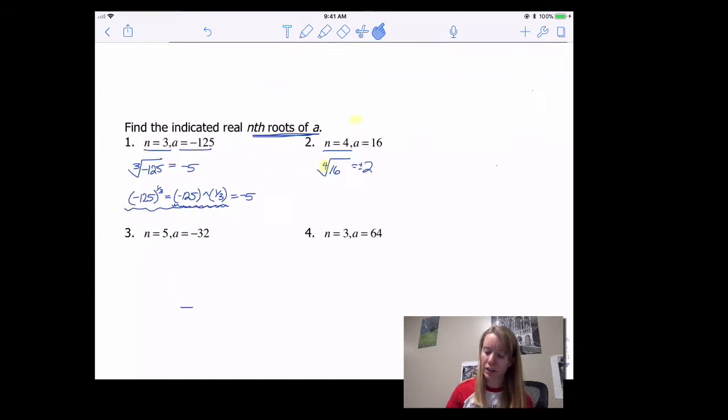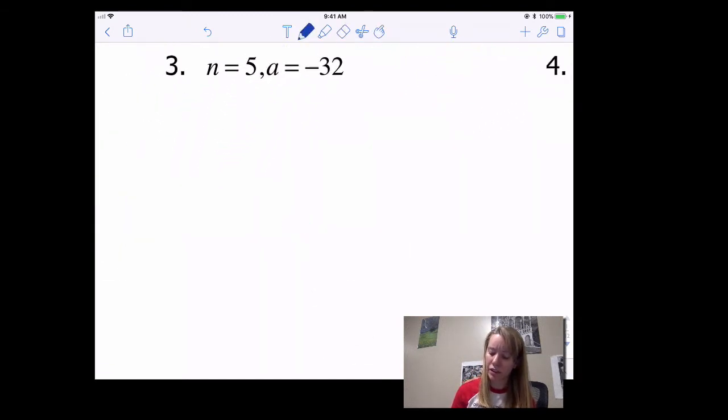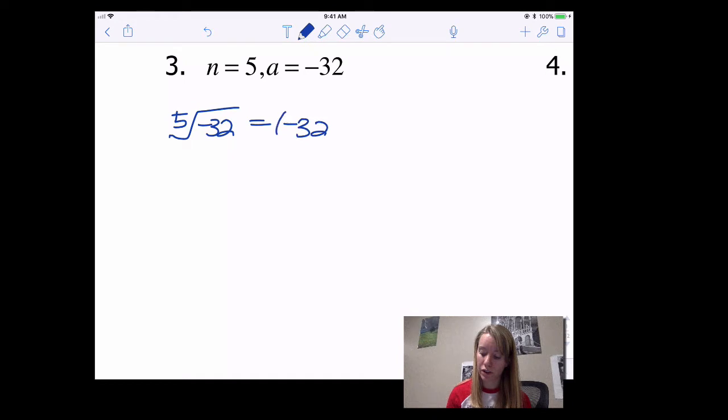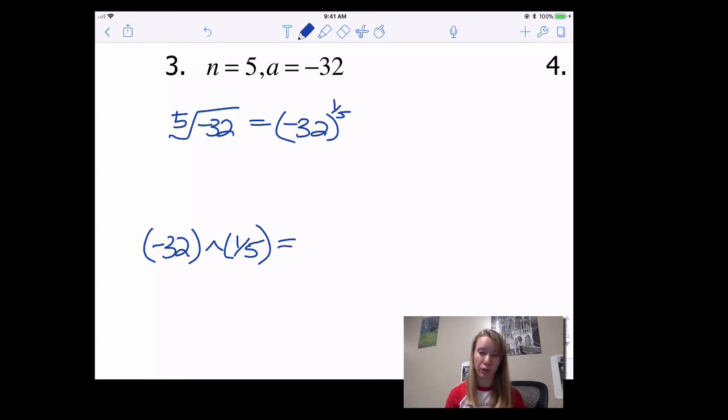Let's try plugging this one straight into our calculator. I have the 5th root of negative 32, and if I plug that in, I can also say that this is negative 32 to the 1/5, or in my calculator, negative 32 in parentheses, caret, 1 divided by 5. You should get negative 2 when you plug that in. The reason that we're not going to have a positive 2 is because if we multiply 2 by itself 5 times, we're going to get a positive 32. So it's all about this one, the little root.